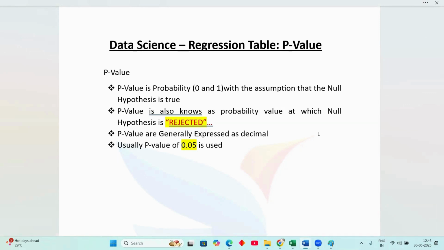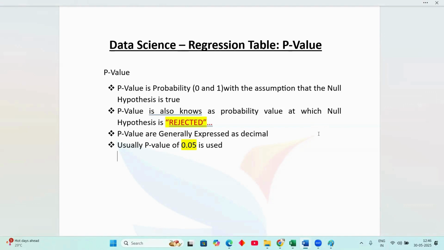Today's topic is the data science regression table p-value. We all know about the p-value in a regression table. The p-value is nothing but the probability value, right? A regression table in data science provides key statistics to evaluate the relationship between the independent variables and the dependent variable. One crucial metric in this table is the p-value, which helps to determine the significance of each predictor variable.